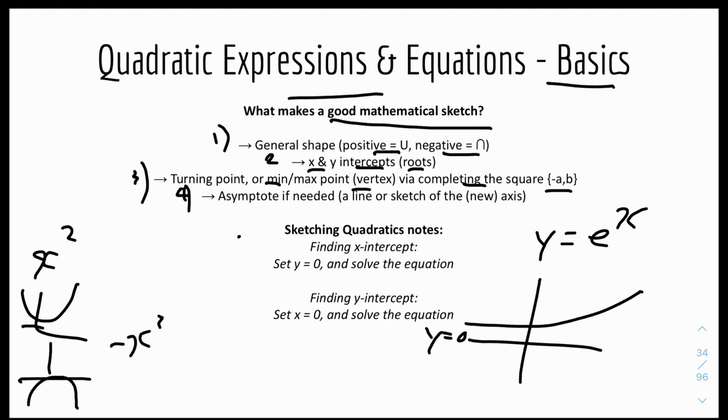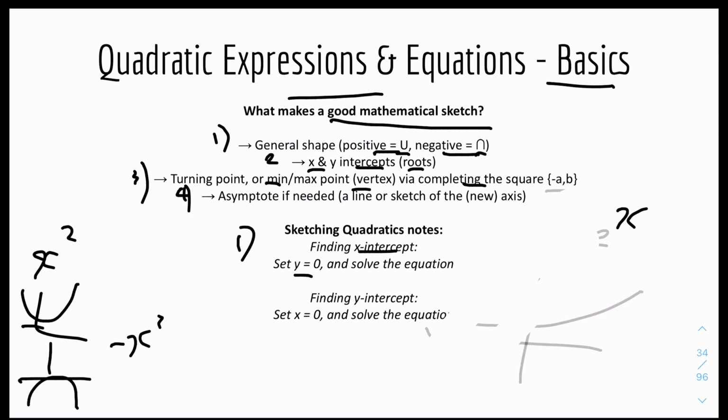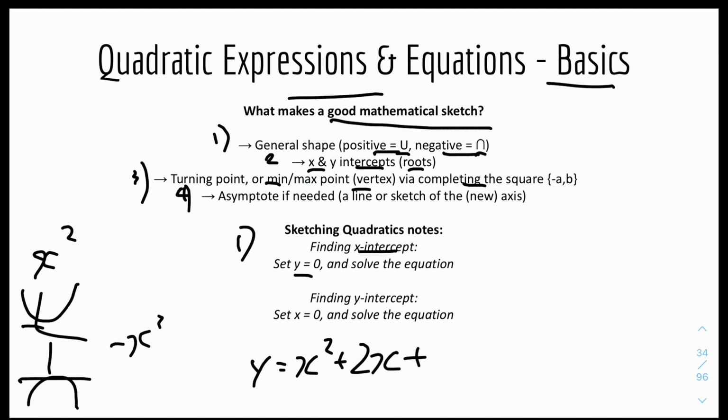So number 1, you have to find the general shape, which is basically whether it's a U shape or an N shape. Then you should find the x-intercept, for which you have to set y equals 0 and solve the equation. So let's say we have the equation y equals x squared plus 2x plus 3. To find the x-intercept, you set y equals 0, so 0 equals x squared plus 2x plus 3. And basically you have to find the roots of the equation.